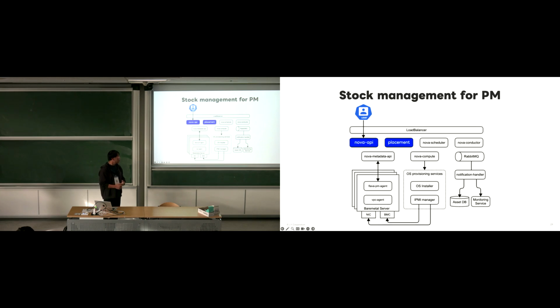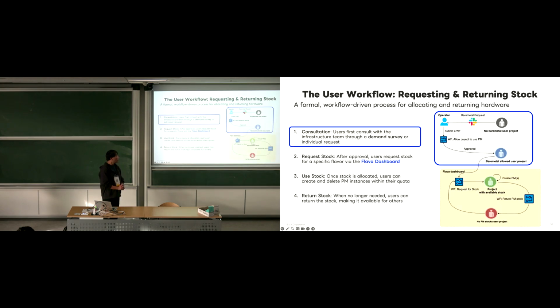So let me dive into how we implemented it. The diagram shown on the right side is the whole life cycle of the stock management. On the right top, there is a project. At first, the project doesn't have any Baremetal stock, and that is the first step.